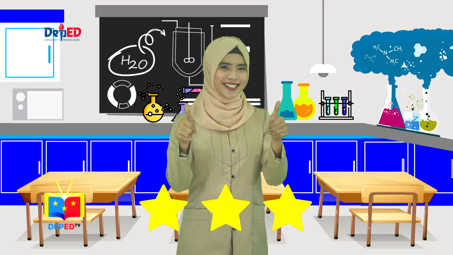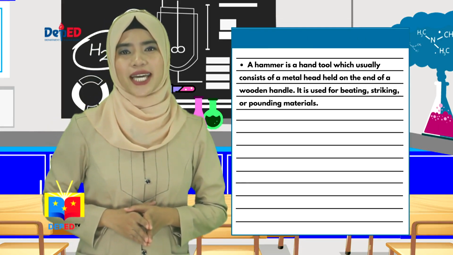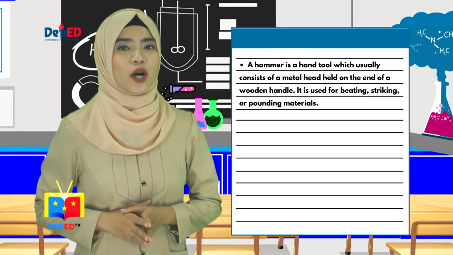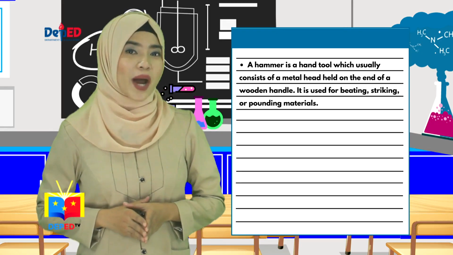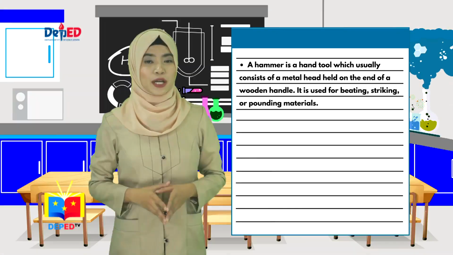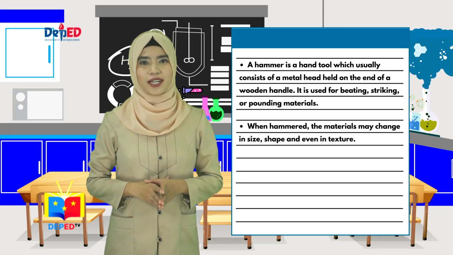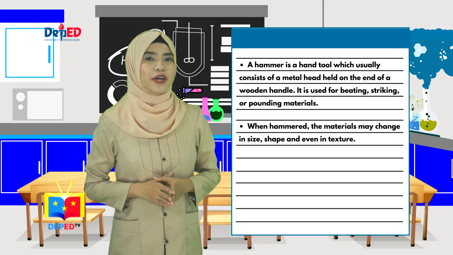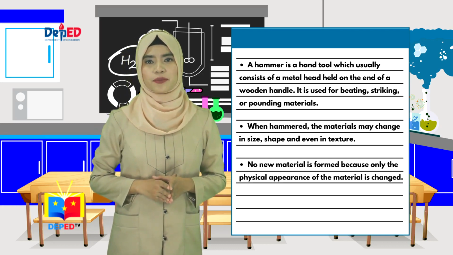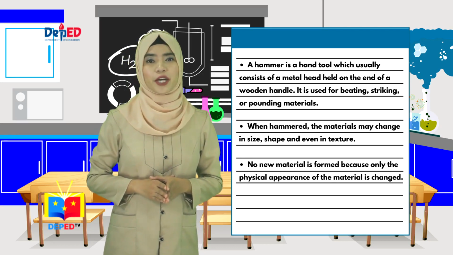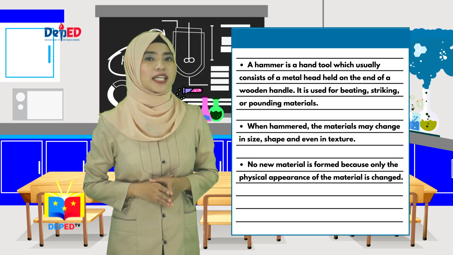Good job! A hammer is a hand tool which usually consists of a metal head held on the end of a wooden handle. It is used for beating, striking, or pounding materials. Some solid materials can be hammered depending on their composition. When hammered, these materials may change in size, shape, and even in texture. However, no new material is formed because only the physical appearance of the material is changed.